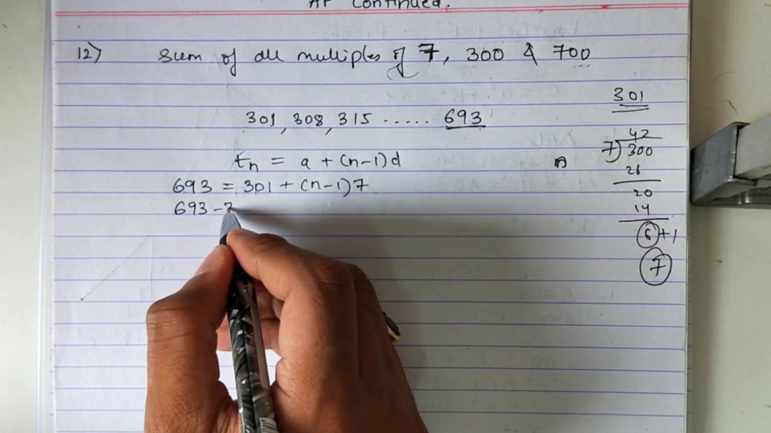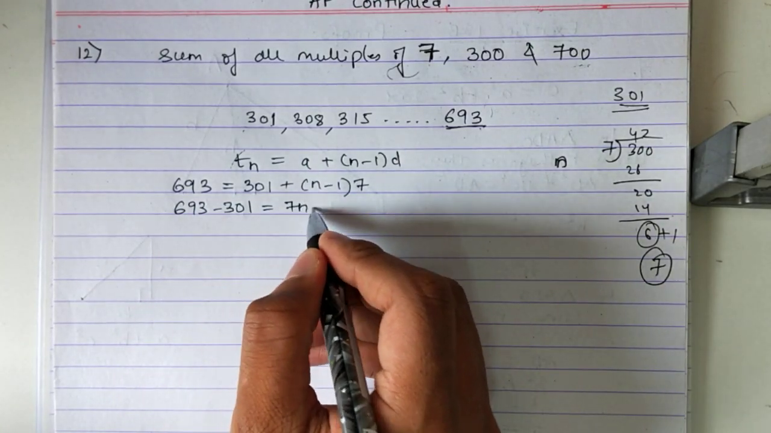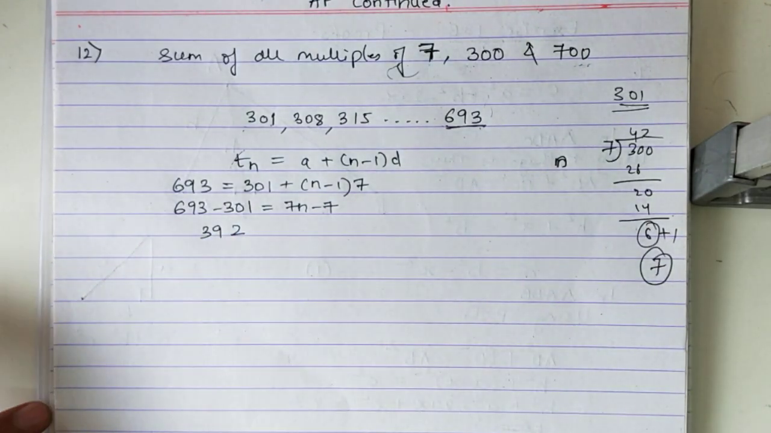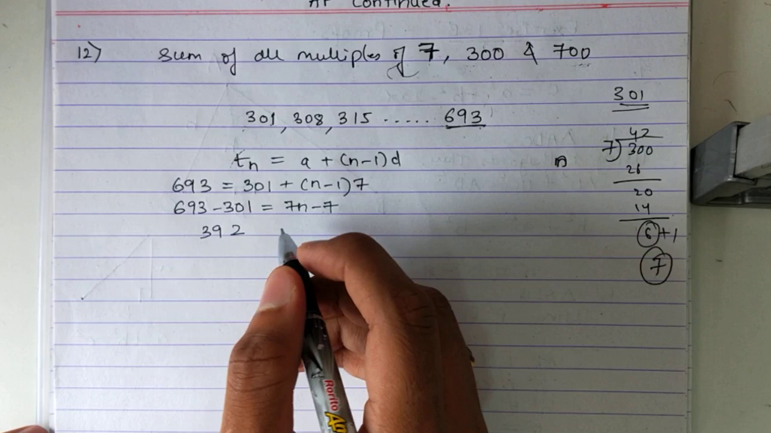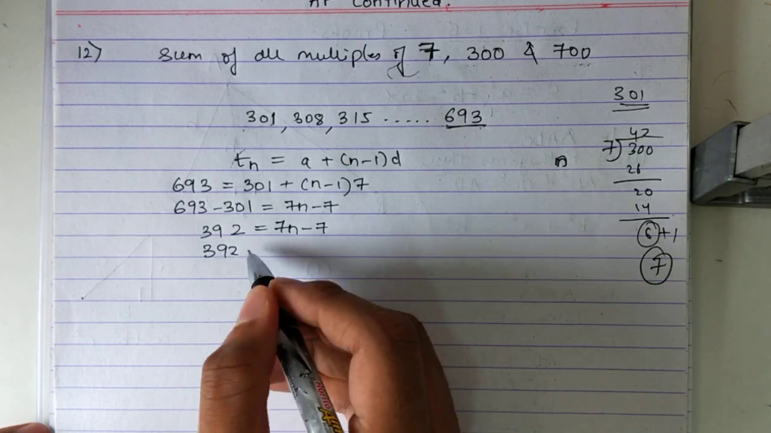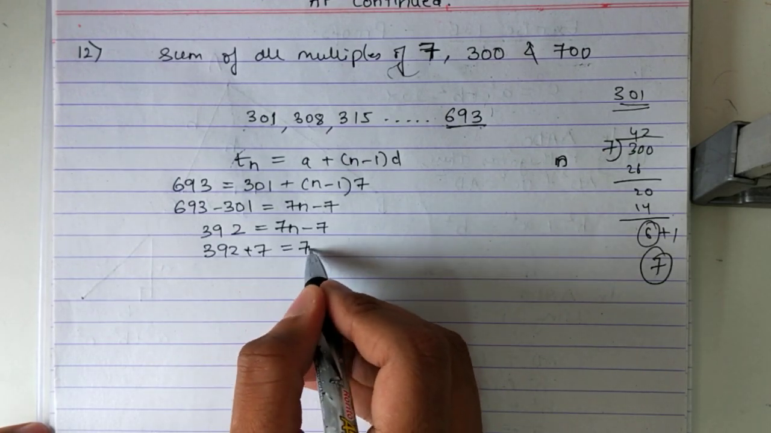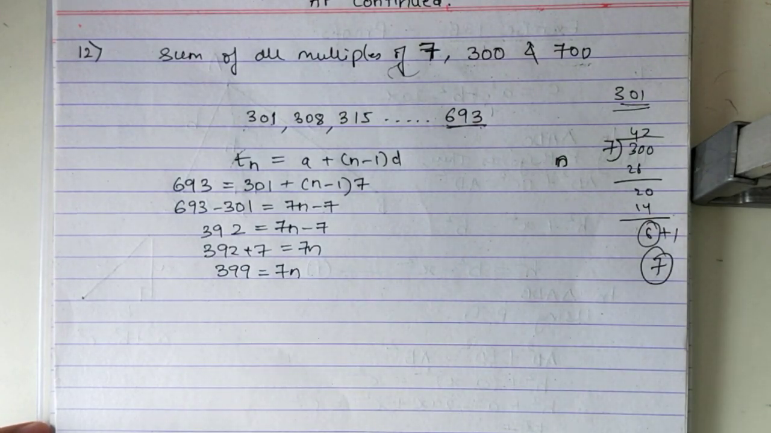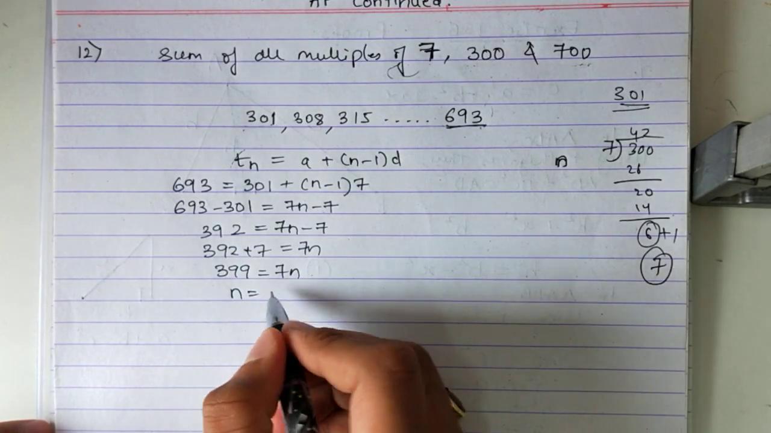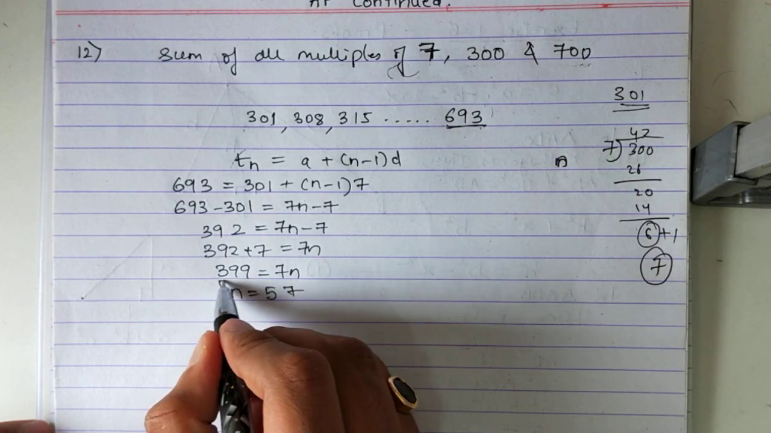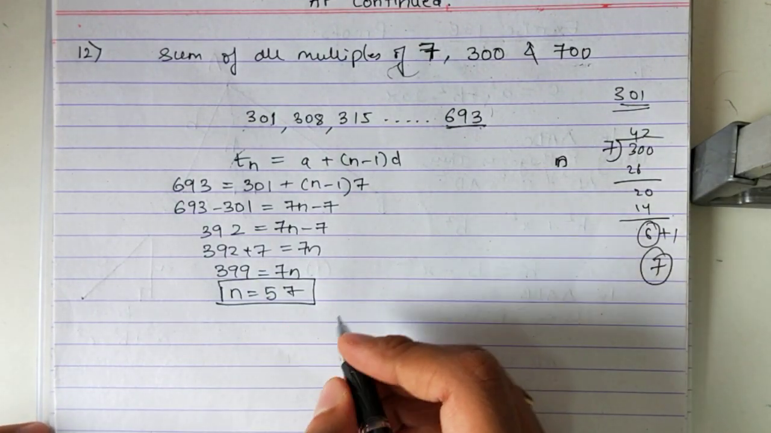So 693 minus 301 equals 7n minus 7. This will become 293. The 7 will go here, so 392 plus 7, so 399 equals 7n. If you divide this, you will get n as 57. That means the number of terms is 57.